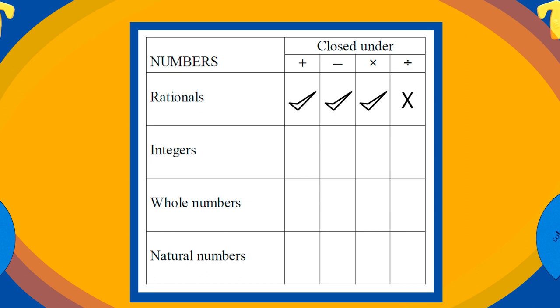Integers are closed under addition, closed under subtraction, closed under multiplication, but not closed under division. Similarly, for whole numbers, closed under addition, but there are no negative numbers present in this set, therefore it is not closed under subtraction. Again, it is closed under multiplication, but not closed under division.